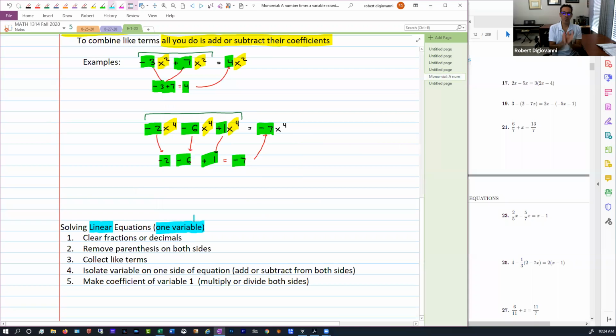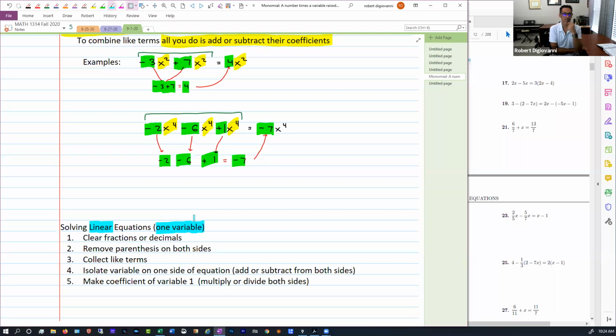If you have a linear equation with one variable, here are the 5 steps to solve it. The first thing you have to do is clear the fractions or decimals. Okay, that's the first thing. And we'll go through these when we get examples. I'll show you how you execute each step. That's always the first step, clear any fractions. The next thing you do is remove any parentheses on both sides of the equation.